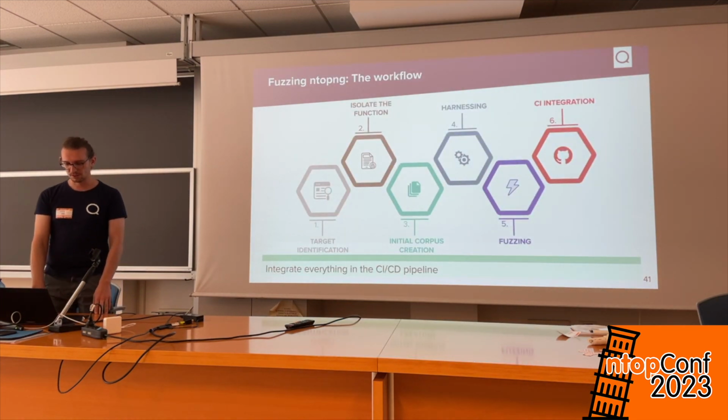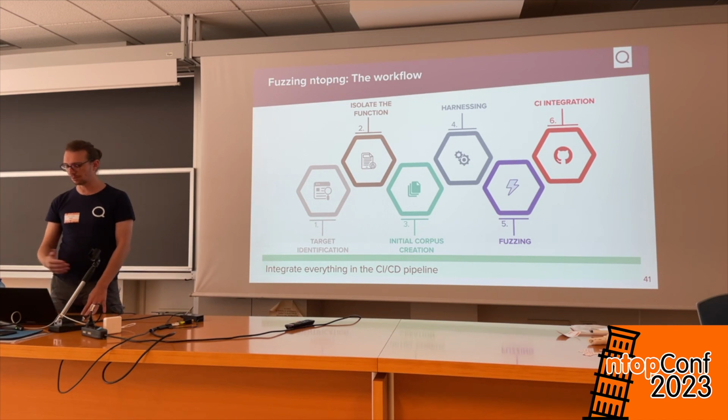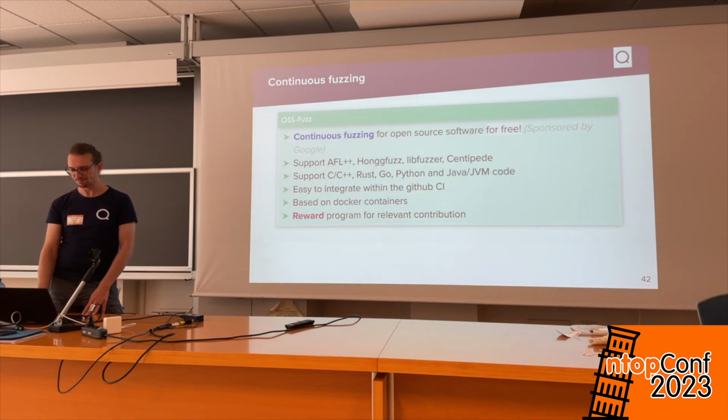So this was really all the process of fuzzing. At this point, I wanted also to integrate it in the CI. And for doing this, there is a cool project that is OSS Fuzz. That is a Google-sponsored service infrastructure that lets you implement continuous fuzzing for open source software for free. If the project qualifies, it must be well known because the spots are limited, but in this case, they accepted ntopng.